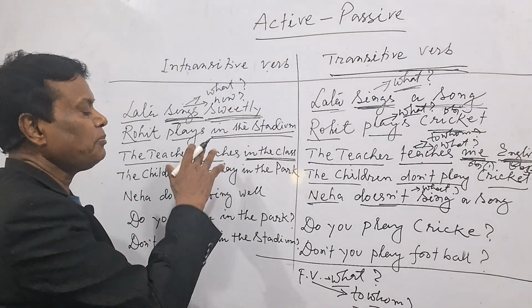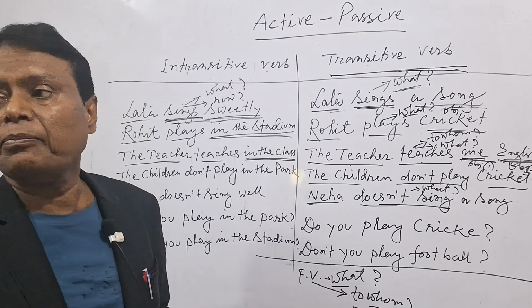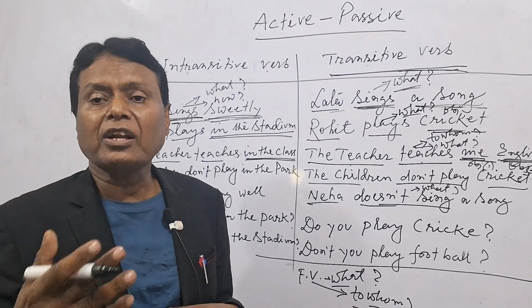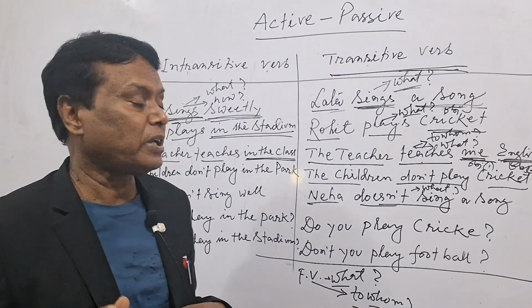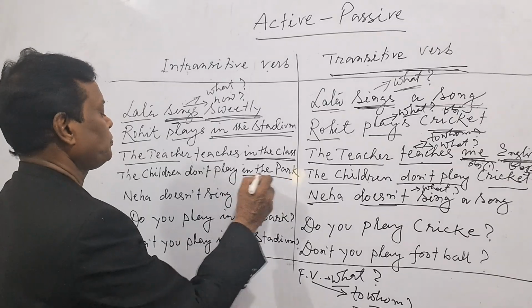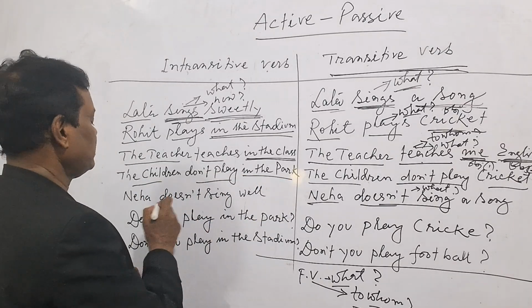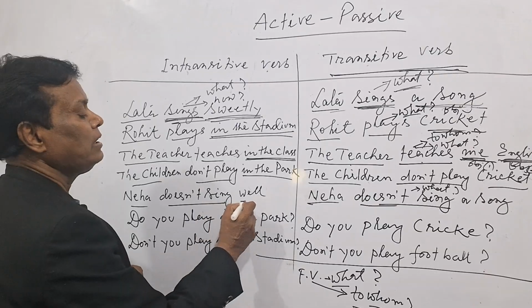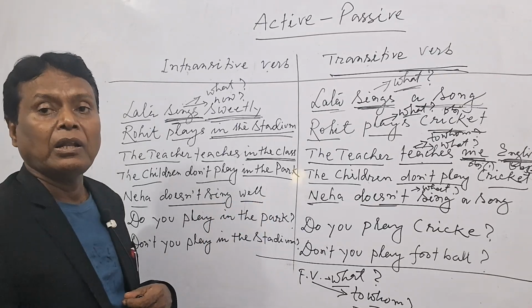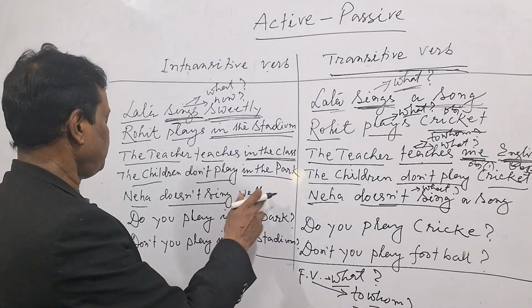Whether it is positive, negative, interrogative, or negative interrogative, if objects are not there, then you cannot convert into passive. That you have to understand. Though the children don't play, Neha doesn't sing well. Negative sentence, but the object is nil. You cannot convert into passive.